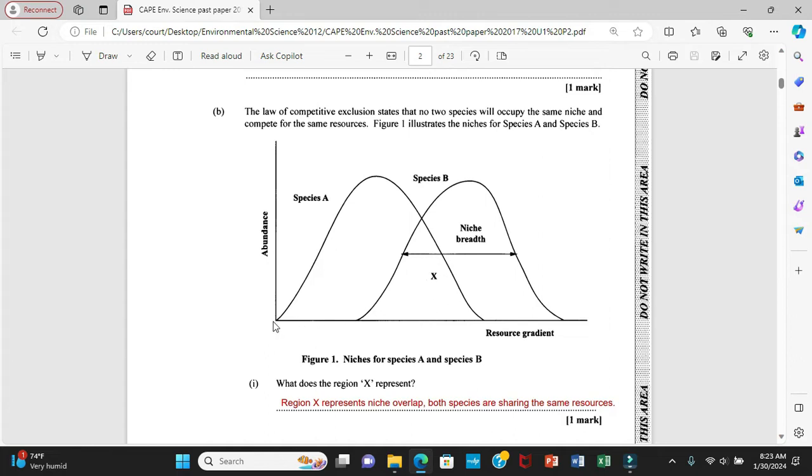All right, from here to here, species A is not sharing any resources, and from here to here, species B is not sharing any resources. All right, so let's move on further. We'll explain more as we go along.